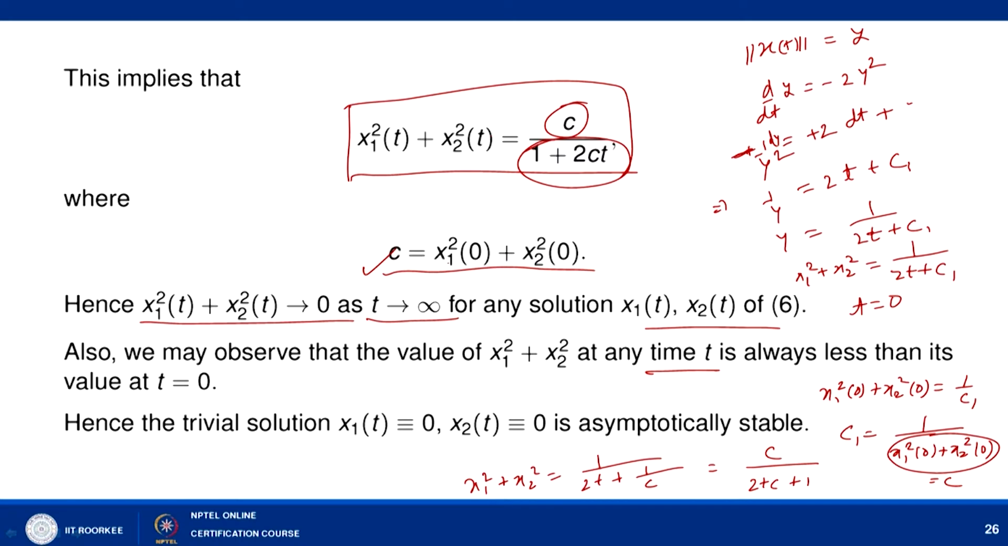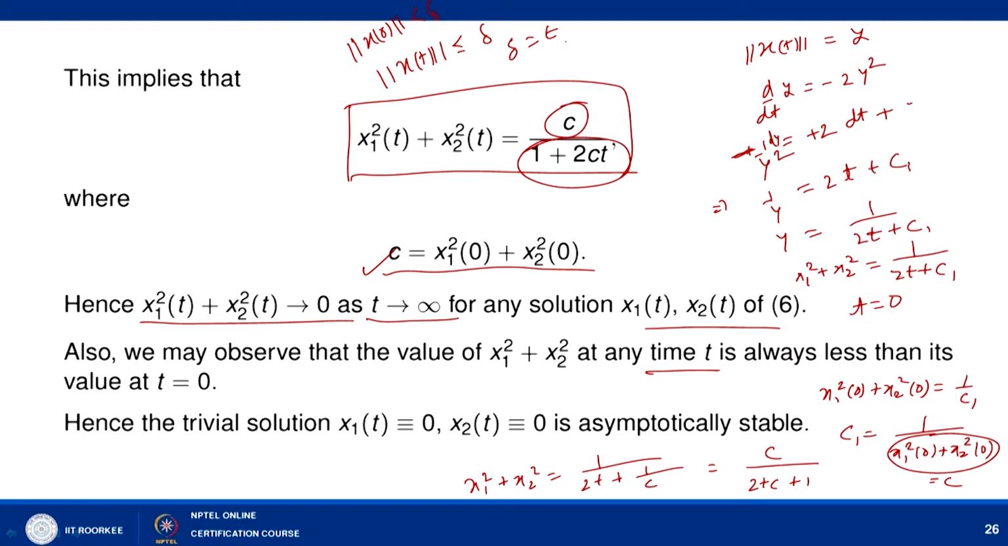Now, what is c here? c1 is x1 square 0 plus x2 square 0. So, it means that if norm of x0 is less than delta, then norm of xt is certainly less than this delta, right. So, it means that if I assume this delta as epsilon, then we can say that norm of xt is less than epsilon whenever norm of x0 is less than say delta.